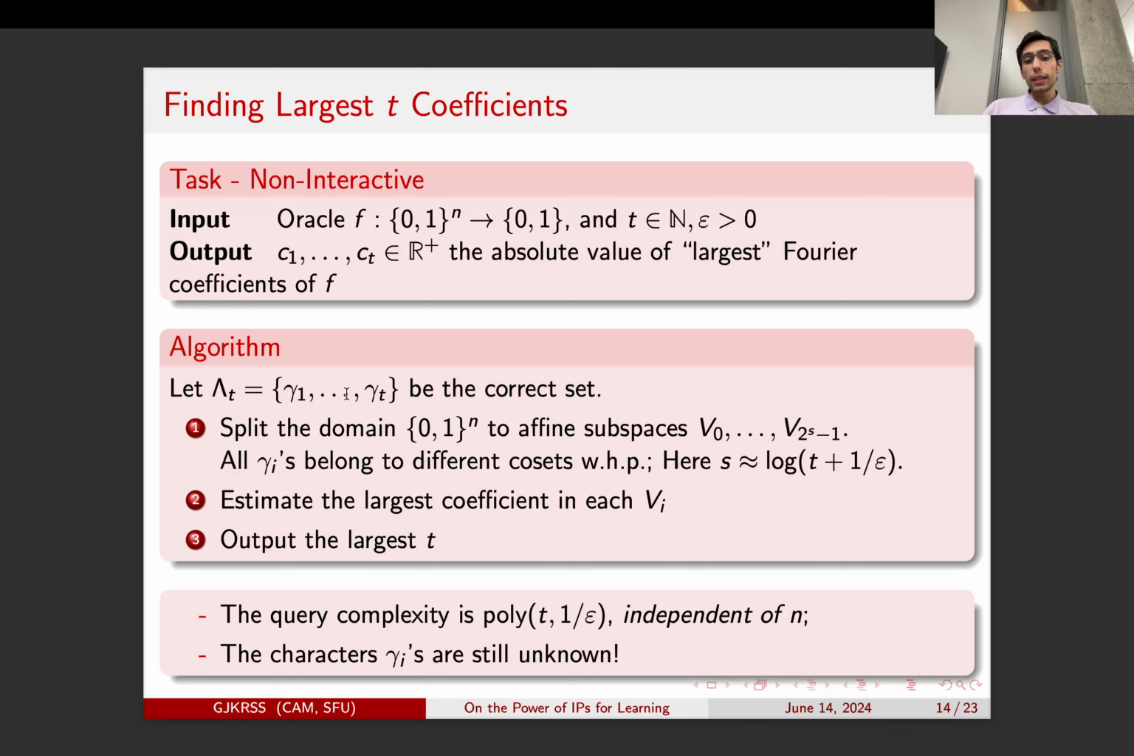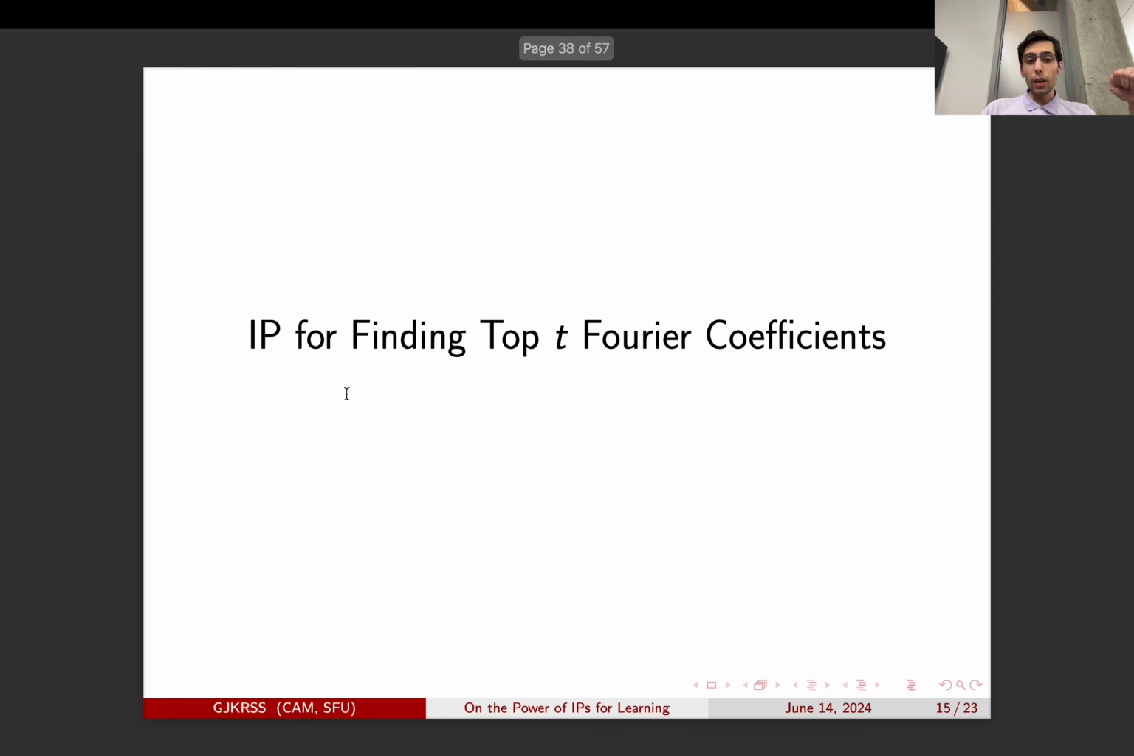The query complexity is independent of n. It's polynomial in t and 1/epsilon. But the catch is that the coefficients, or the characters that correspond to these values, are unknown, because we don't have an easy way to tell which coefficient corresponds to this large value in this affine subspace. Which takes us to the question: can we use a prover to find these coefficients?